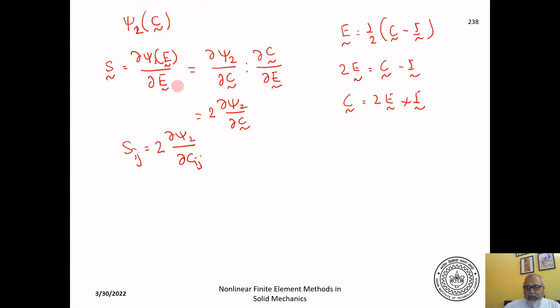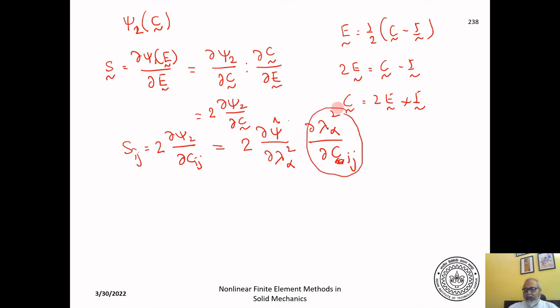However, we are given things in terms of the eigenvalues of C, which are λ alpha squared. So we have to do one further step. We have ψ̃, which is given to us as a function of λ1, λ2, λ3. λ alpha squared are the eigenvalues of C. So this is what we will have to do. Now these will be easy to calculate because we are given ψ̂ as a function of the λ alphas. These are the functions which we need to calculate. These derivatives are kind of difficult to calculate, but can be done, and a derivation is given in Holzapfel. We will closely follow that.